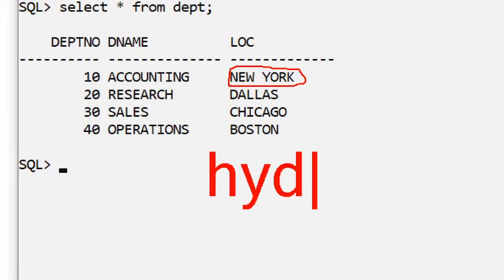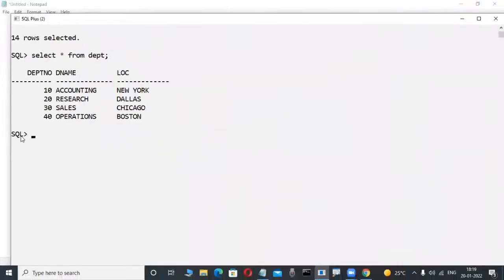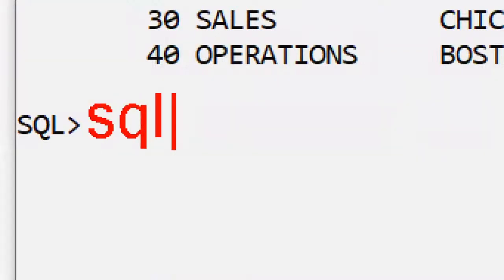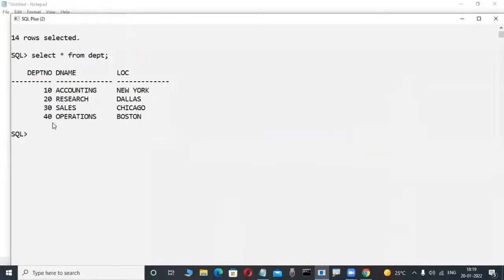Suppose I want to change this New York location into Hyderabad in this relational database. How can I do it? Just at the SQL prompt, using the SQL language. SQL is a very easy language. How? I will tell you. In SQL you type some commands.